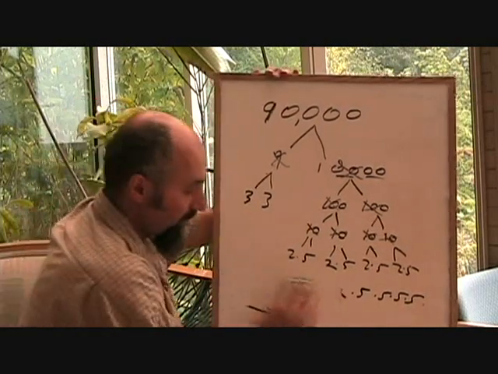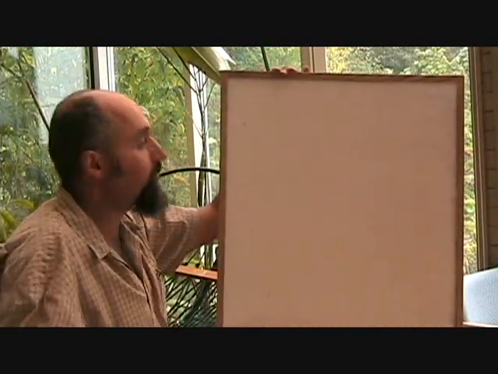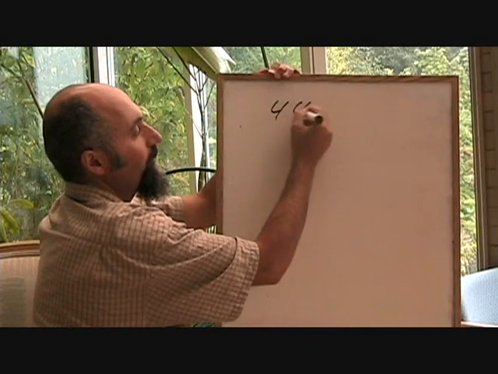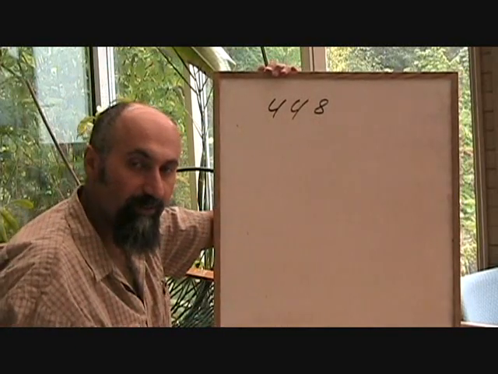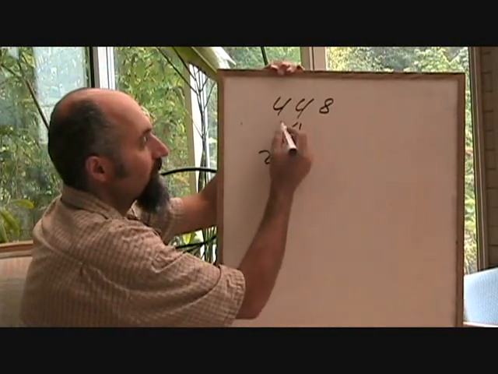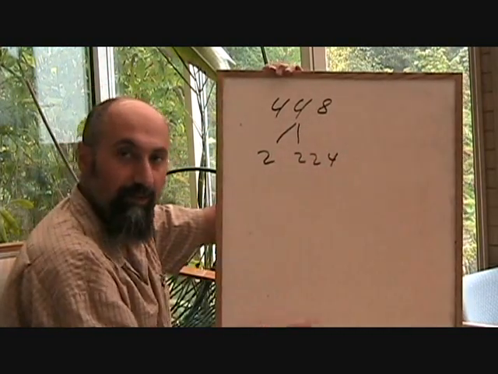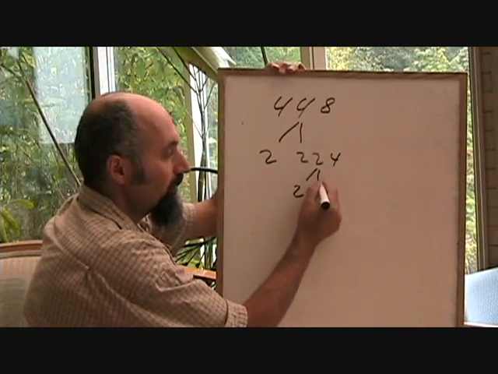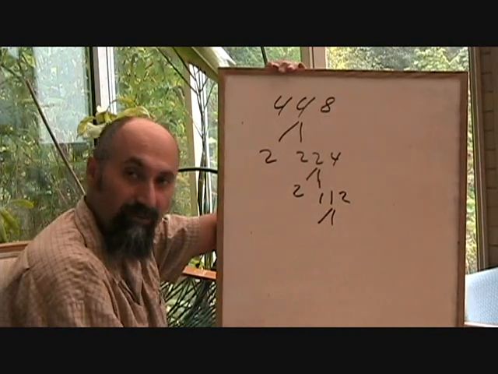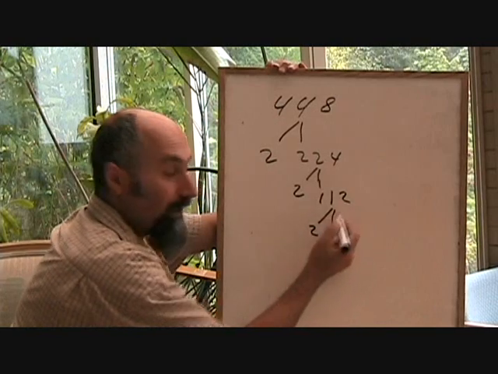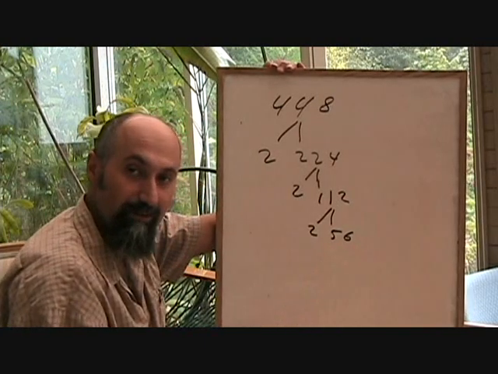Let's try something else. Try another number. Let's do 448. Now, 448, that's an even number. Even numbers you can always divide by 2. Okay. So 2 goes into this, goes into 2 twice. It goes into 4 twice, 2 and 4. That's still an even number. You can divide it by 2 again. That becomes 2, 1, 1, 2. That's still an even number. So 100 divided by 2 is 50. 12 divided by 2 is 6. So 112 is divided and becomes 56.